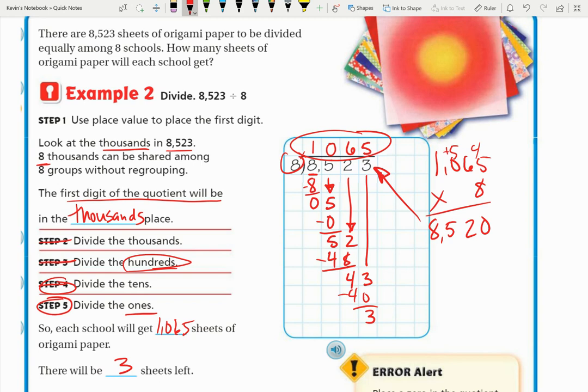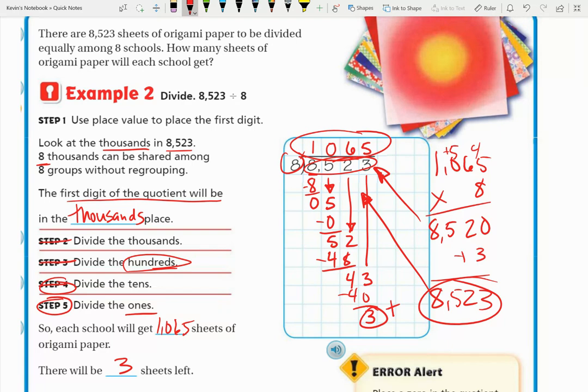You guys guessed it, I did not do the last step, so we got to make sure you add your remainder, plus 3, 8,523. Now these two match. So once that matches your dividend, 8,523, you know your answer is correct.